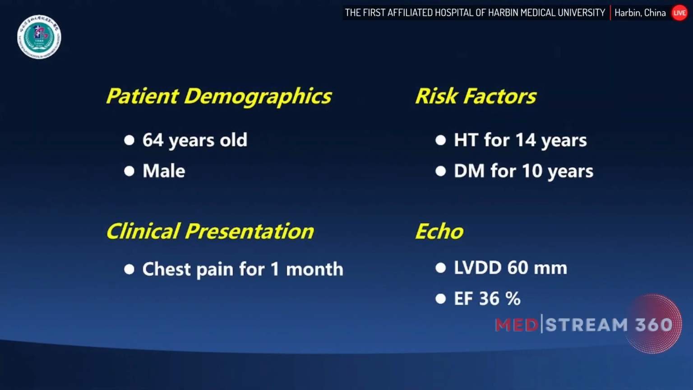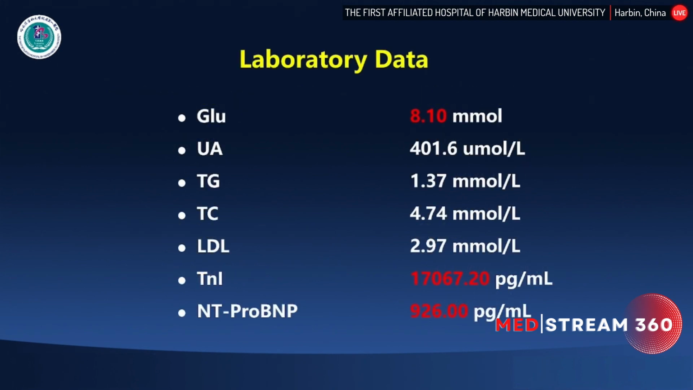A 64-year-old male patient suffered from chest pain for 1 month. Risk factor: hypertension for 14 years. The echo shows a left ventricular end-diastolic dimension of 60 millimeters. This is the laboratory data, and you can see glucose and NT-proBNP are a little bit higher.